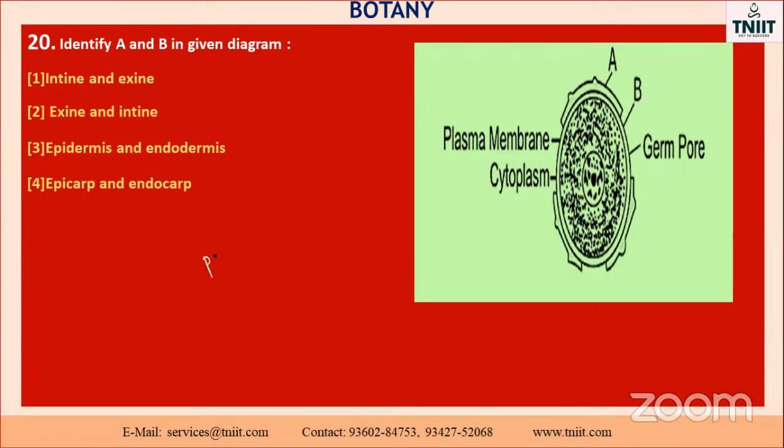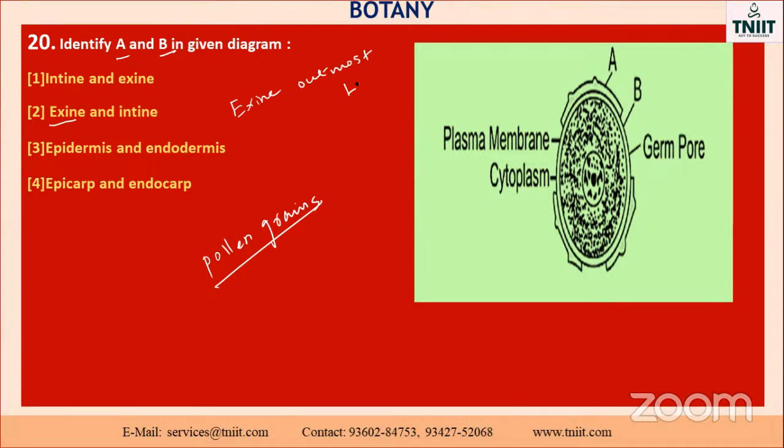Pollen grain structure. See here, you already know this structure very well. Here they have mentioned the parts A and B. Already we discussed: the outermost covering is called what? Don't forget, my dear students, this is the exine, the outermost layer.